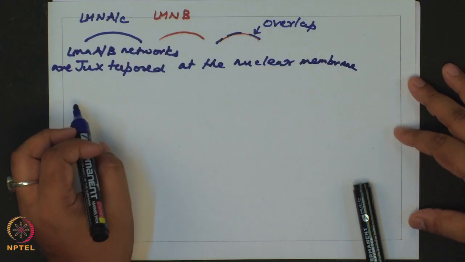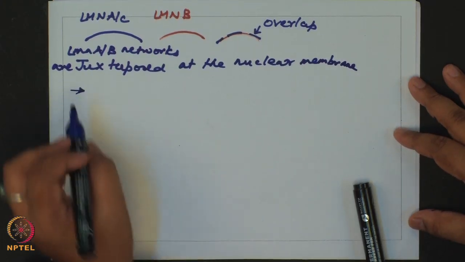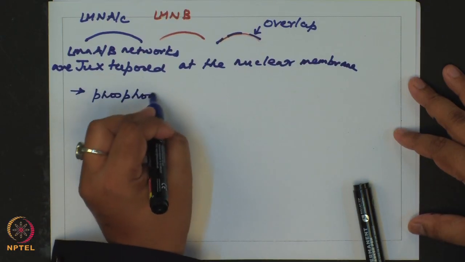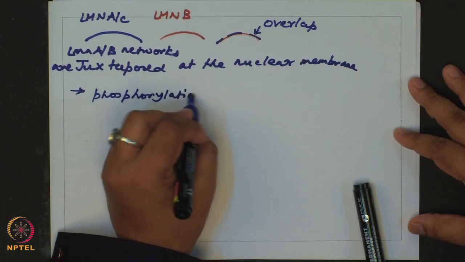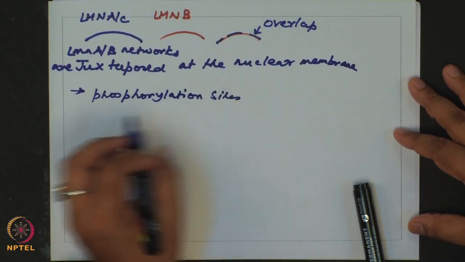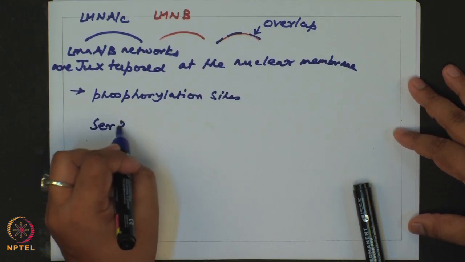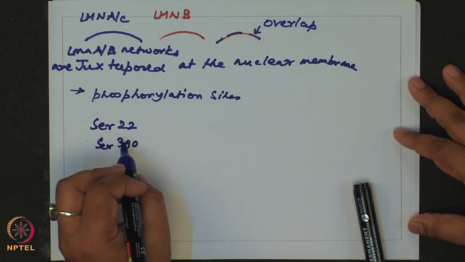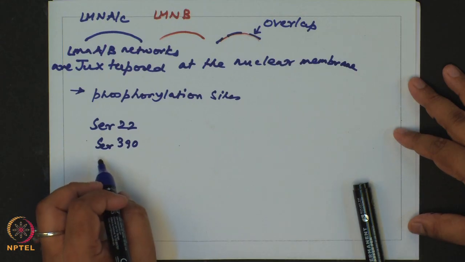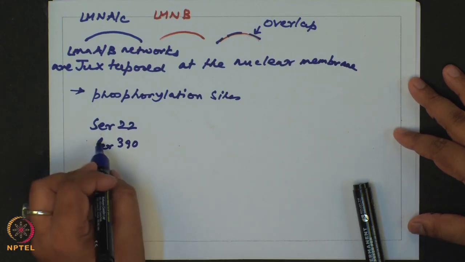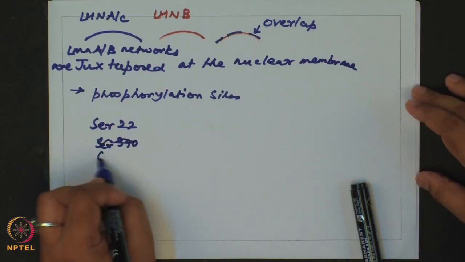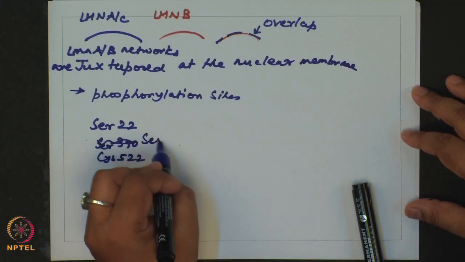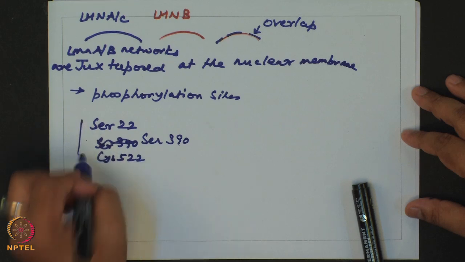Lamin A is known to have multiple phosphorylation sites, including one at serine 22, one at serine 390, one at cysteine 522, and many others.